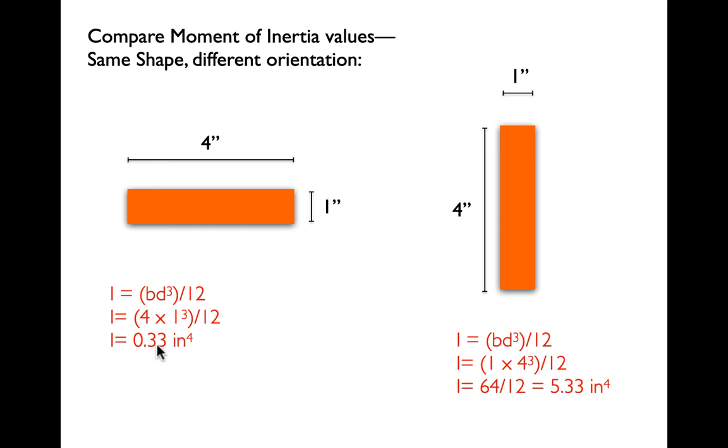If we flip that around, all we're really doing is changing which is the base and which is the depth. Take the same shape, if we make the depth 4 inches and the base 1 inch, then you can see that we're benefiting from 4 cubed instead of 1 cubed, and we end up with I being 5.33 inches to the 4th, give or take about 15 times as strong in bending as a flat shape.